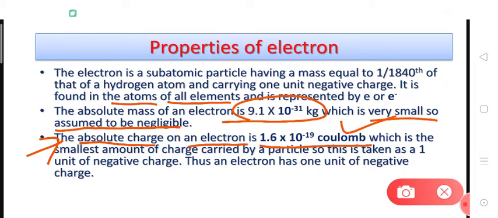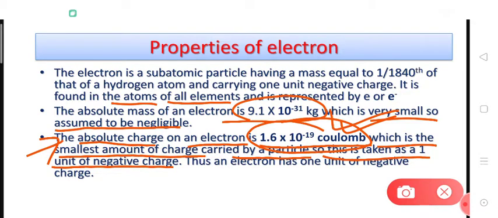Coulomb is a unit of absolute charge, which is the smallest amount of charge carried by a particle. So this is taken as 1 unit of negative charge. Dear students, this much amount of charge, that is 1.6 into 10 to the power minus 19 coulomb, is actually the smallest amount of charge found on any particle on our earth. So that's why this amount of charge is taken as 1 unit charge.